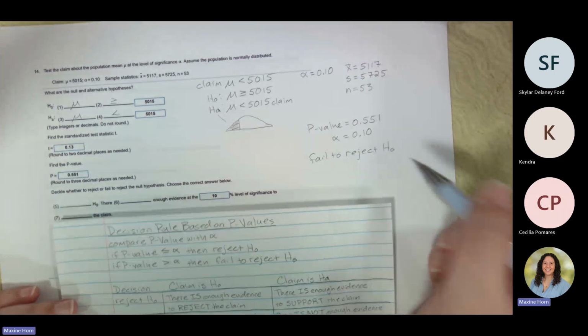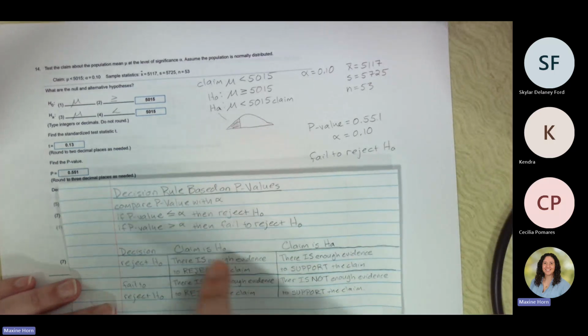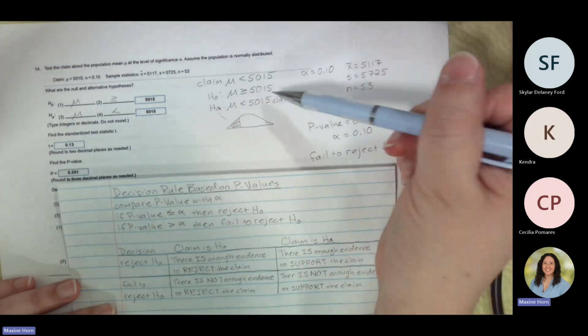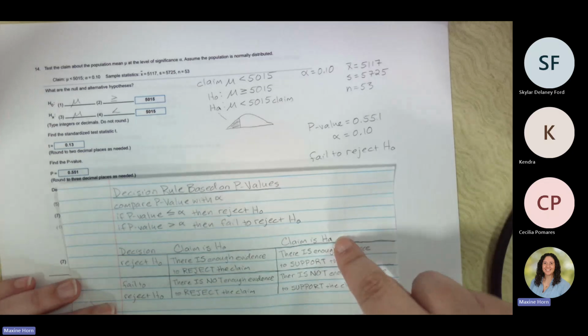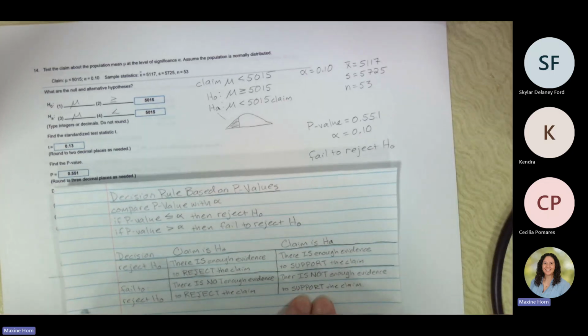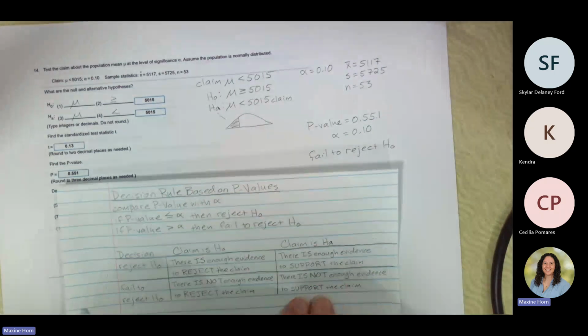Okay, and then we say, was our claim the null or was it the alternative? So fail to reject the null. And then I need to know if my claim is the null or if my claim was the alternative. So I go back up here and I say, okay, my claim was the alternative. So my claim was the alternative hypothesis, and I failed to reject the null. So we're going to say that there is not enough evidence to support the claim.